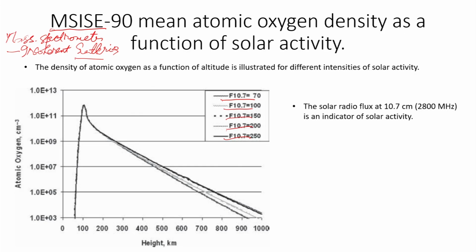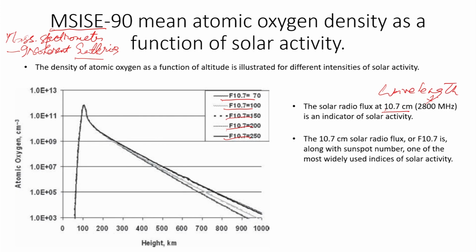And now, what is this F? This is called the solar radio flux, 10.7 centimeter. So, 10.7 centimeter is a wavelength corresponding to the frequency 2800 megahertz. This is an indicator of solar activity. This 10.7 solar radio flux is also known as F10.7. Along with the sunspot number, this is one of the most widely used indices of the solar cycle, F10.7.